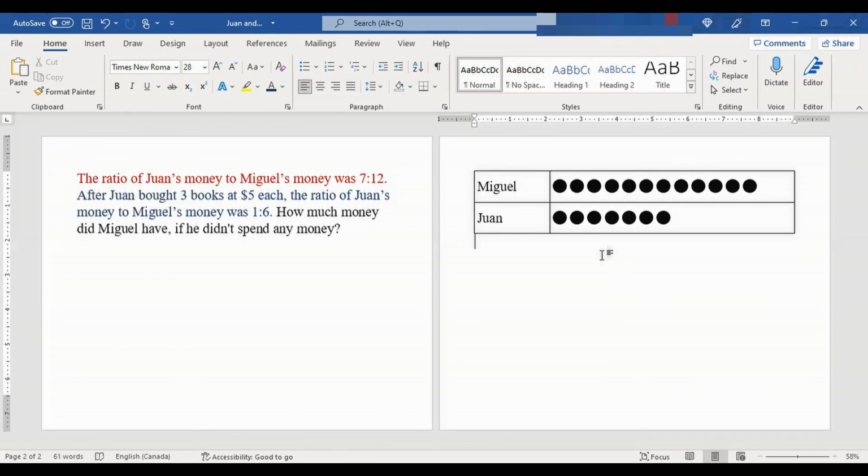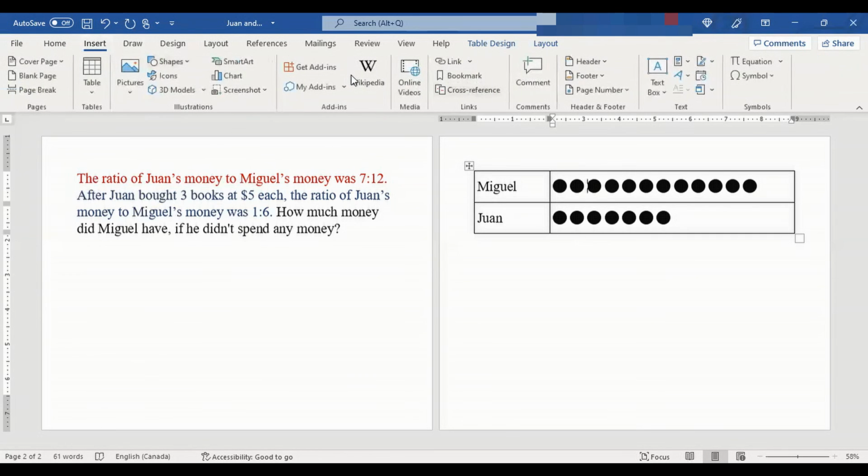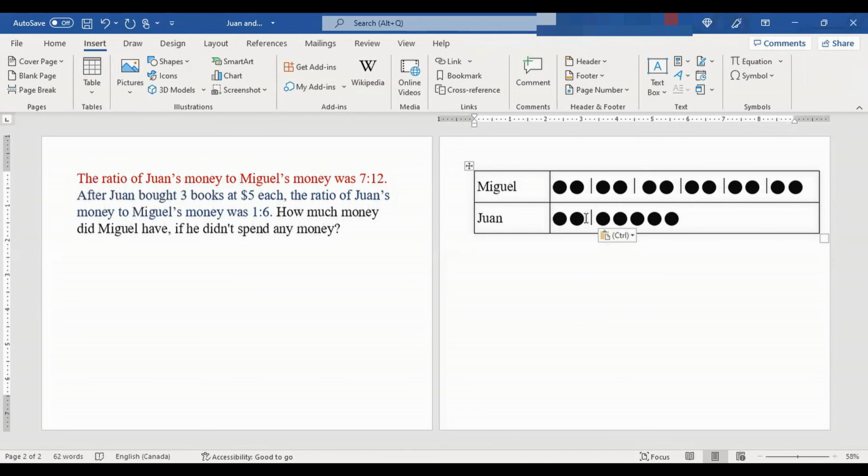And to represent that, we're going to take Miguel's money and split it into 6 equal parts, as the question says. We're going to be using a divider to separate it. Each part will have 2 dots in it. Yeah, and we'll fix the table. There we go. That should be good. And we'll only make 1 part for Juan since he has 1 of those 6 parts.